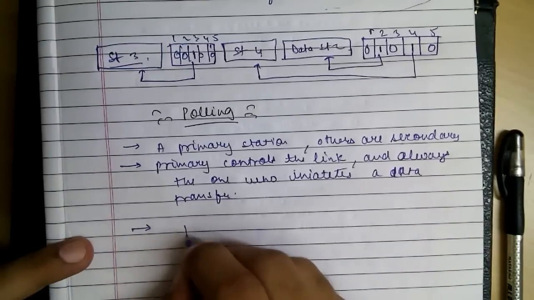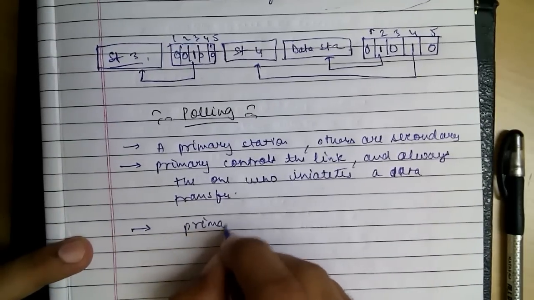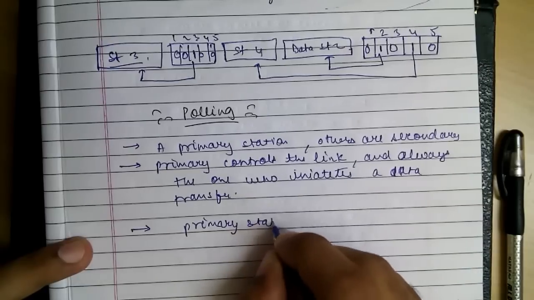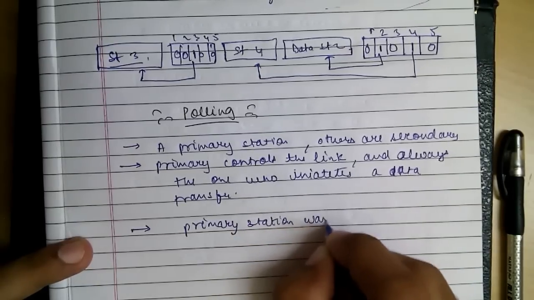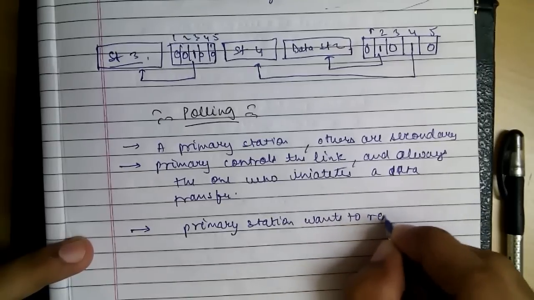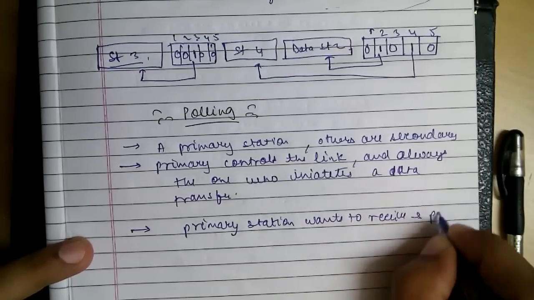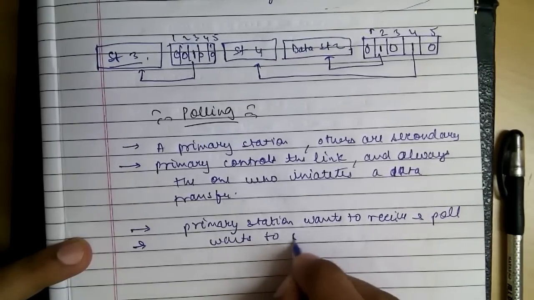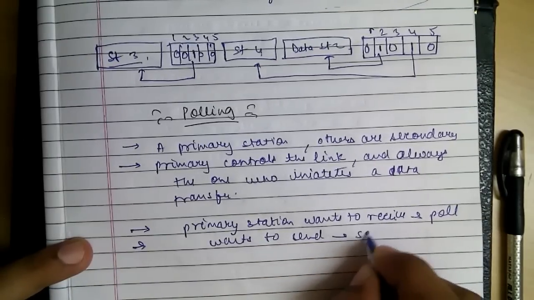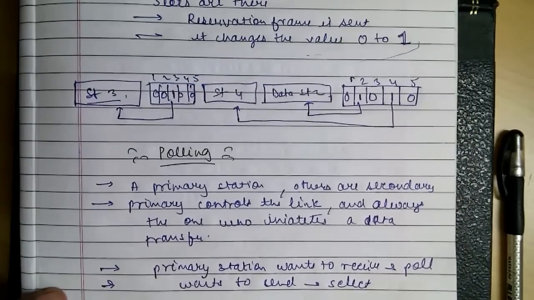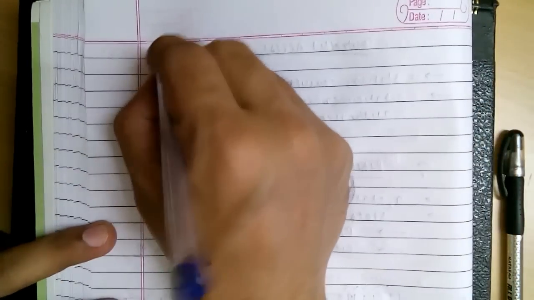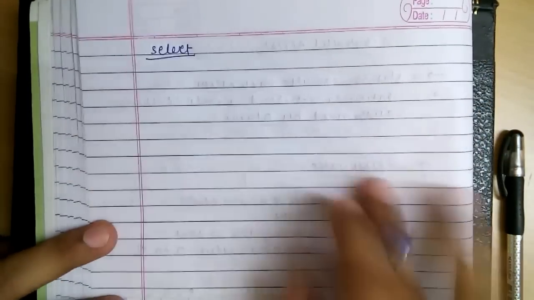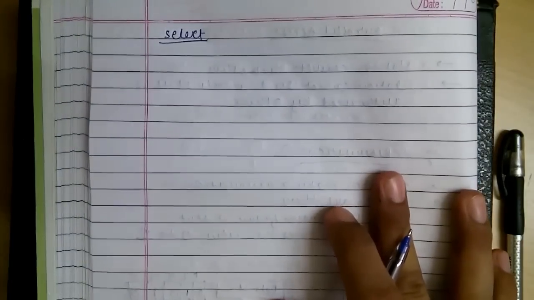So it uses two methods. When the primary station wants to receive, the method is poll, and when it wants to send, the method is called select. So let's see these methods. The first one is select, that is when it wants to send data.